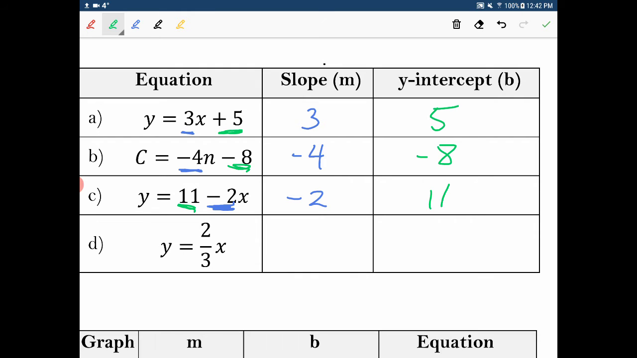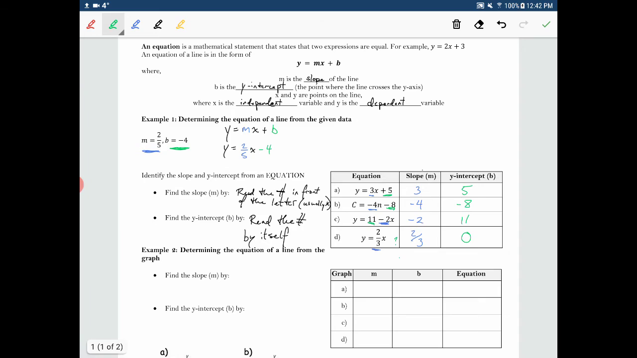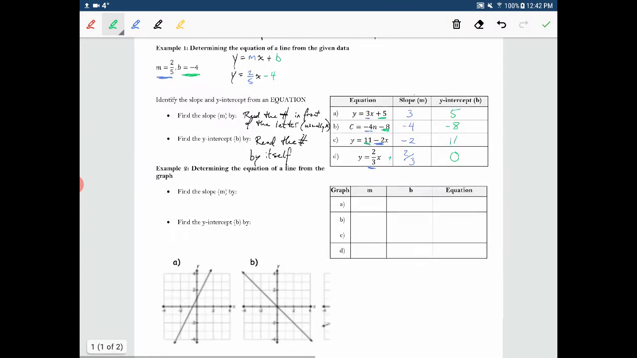Okay. In this case, we've got ourselves a direct variation question here. Our slope is still the number in front of the x. It doesn't matter that it's a fraction. It just means our slope is a fraction. But then there is no number by itself, and that just means that our y-intercept is equal to 0. All right? If you are missing a number by itself, your y-intercept is 0. Direct variation. Okay?